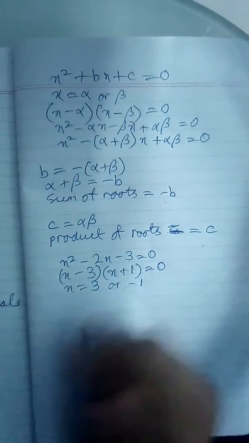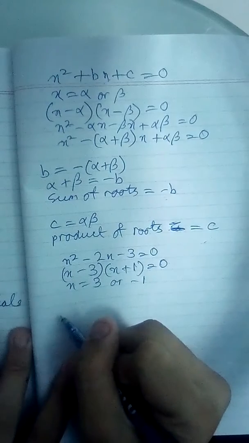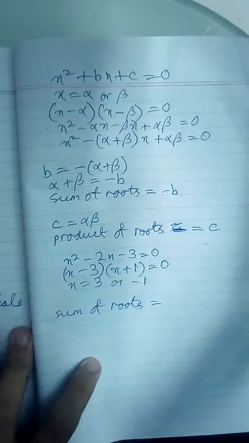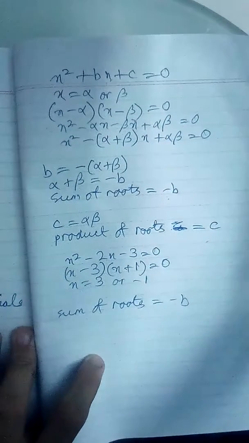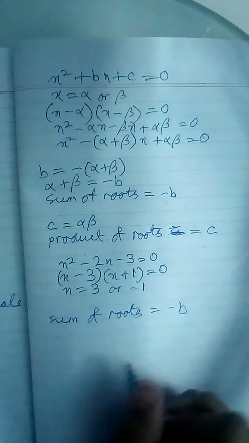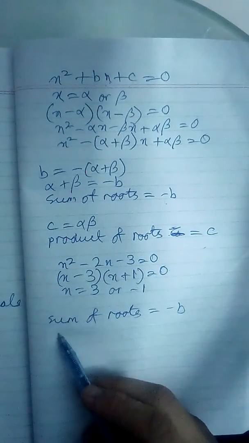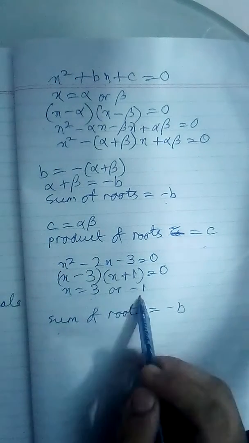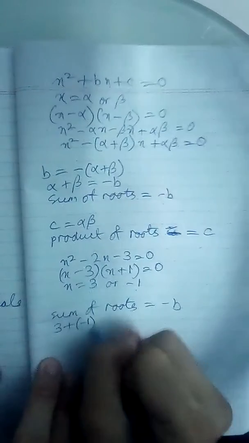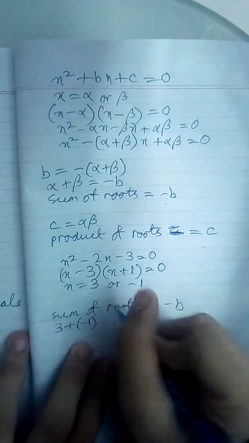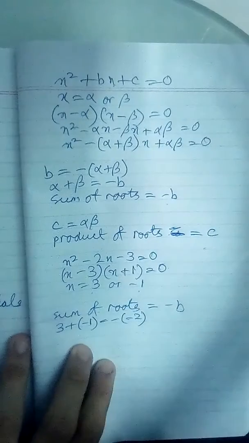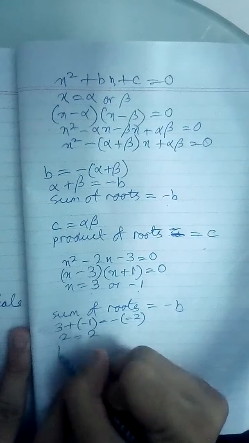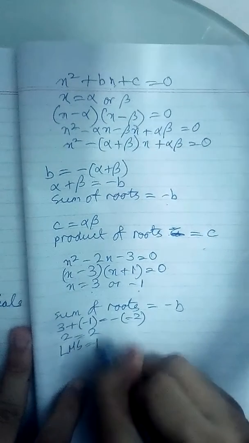Now our sum of roots is equal to negative b. Inputting the values on both the left hand and right hand side, we obtain 3 plus negative 1 and negative of negative 2. So what do we obtain? 2 is equal to 2. Left hand side is equal to right hand side.